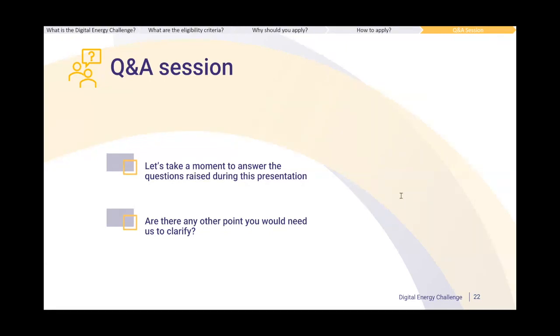The question from Christina, is this for outside Mozambique? I'm not sure I understand the question in its entirety, but the challenge is applicable to every African country that submits any project. So Mozambique is, yeah, it's in the list. Mozambique is in the list, and all the other countries in Africa are in the list also.